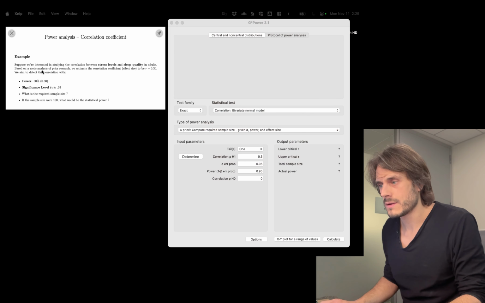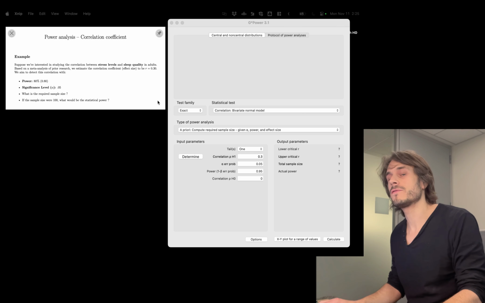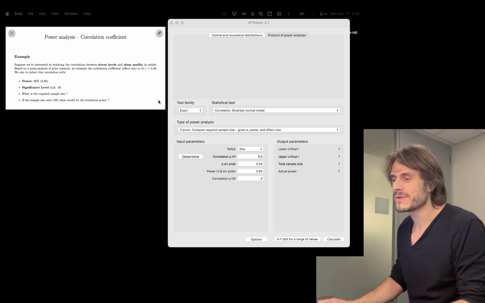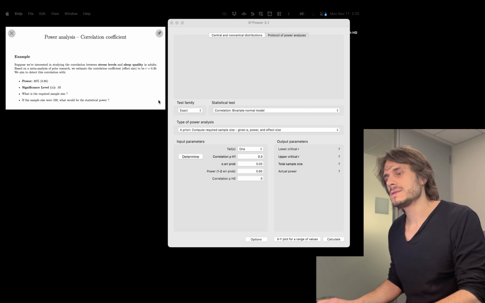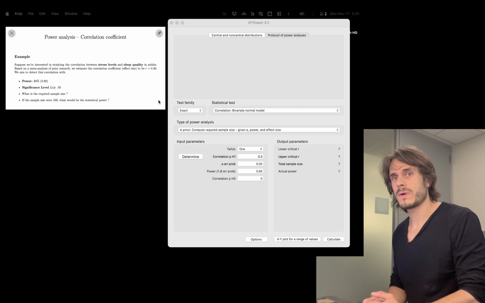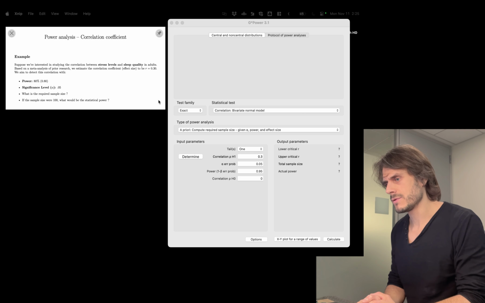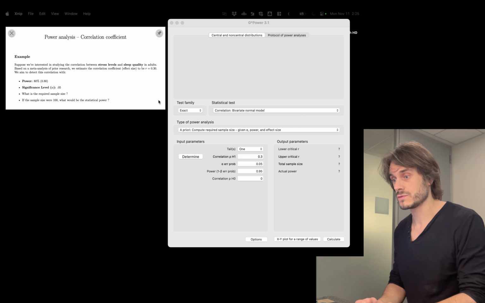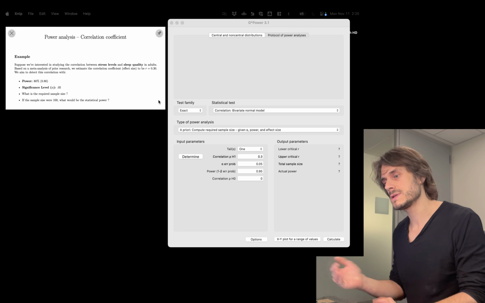As an example, we'll suppose that we're interested in studying the correlation between stress levels and sleep quality in adults, and based on a meta-analysis of prior research, fictional one, we estimate the correlation coefficient to be around 0.3. And so we aim to detect this correlation as significant with a statistical power of 0.8, which is a commonly used threshold, and the alpha threshold for significance will be 0.05, which is very common, of course, in the social sciences.